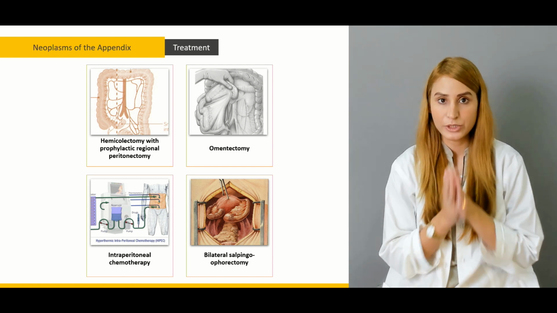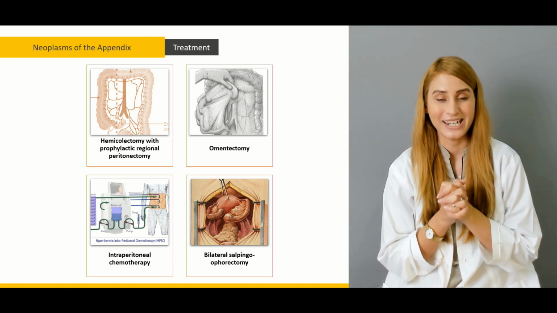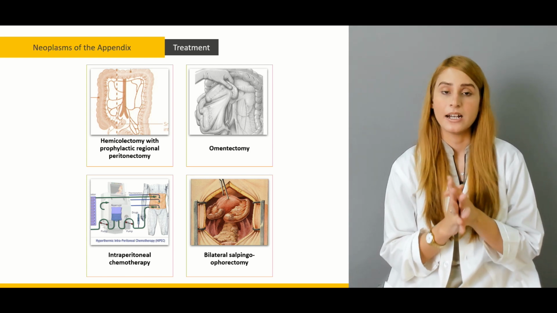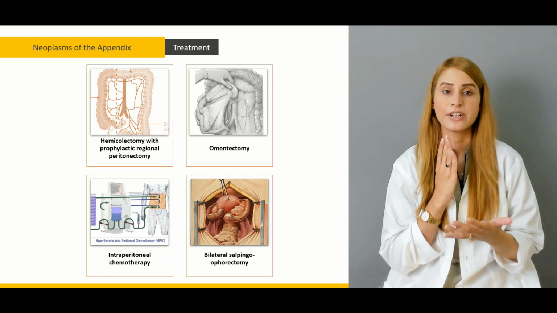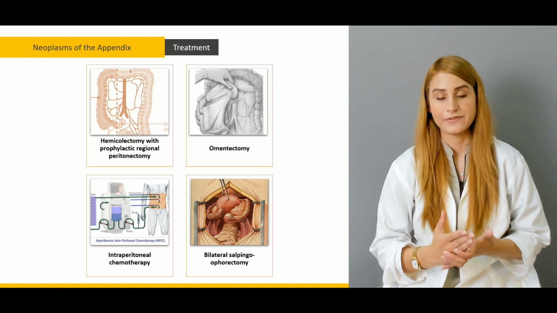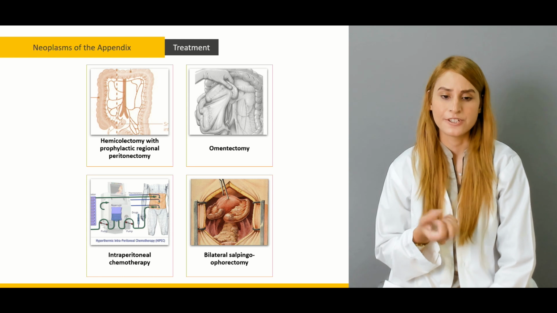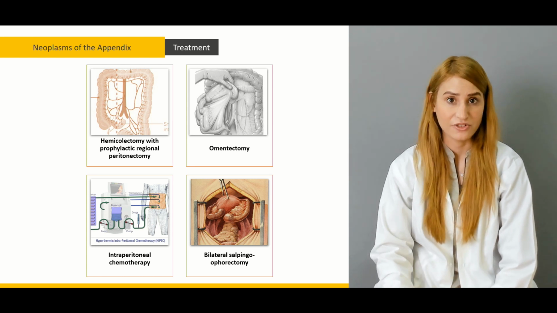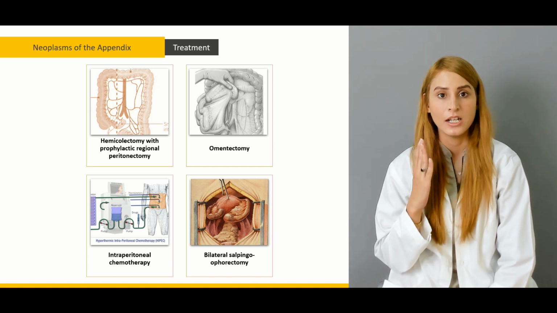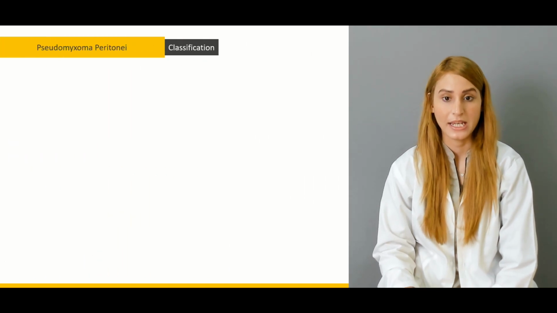But this treatment is particularly for the high-grade neoplasms in which there is a pseudomyxoma peritonei. We'll discuss the pseudomyxoma peritonei, but in case of low-grade tumor, surgery is limited. In case of high-grade tumors, surgery is extensive. So in case of high-grade tumors, we have to perform all this surgery, which involves the hemicolectomy, omentectomy, intraperitoneal chemotherapy, and the bilateral salpingo-oophorectomy.